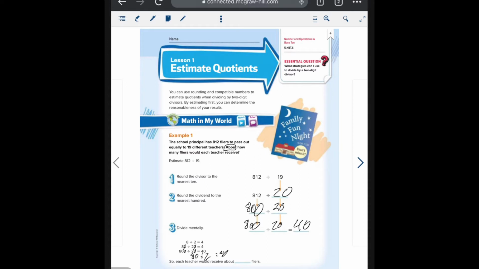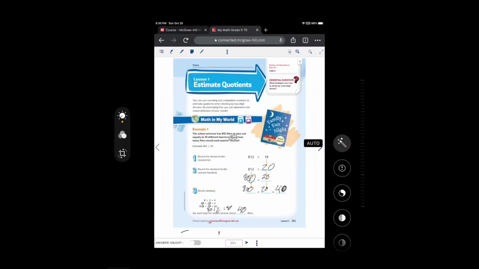So the teacher would receive about 40 flyers. Make sure I write that a little bit neater there. All right, next page.